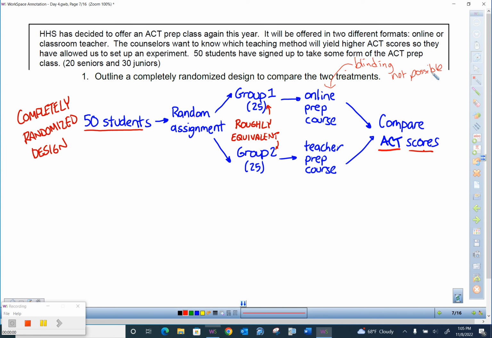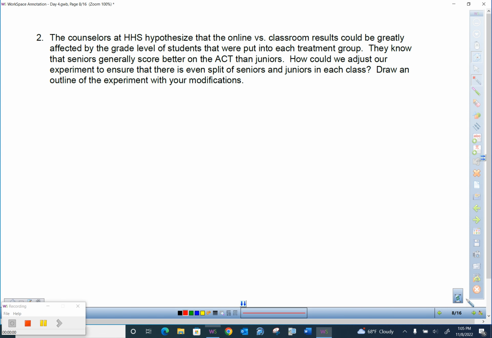And we're going to talk about 2 types of blinding, going from one direction or the other. While we couldn't blind whether the students themselves knew whether they were in the prep course that was online or the teacher, we could blind the results and not let the analyst know which results came from which. So we'll talk about that when we get to some definitions here. All right, let's look at this one together.